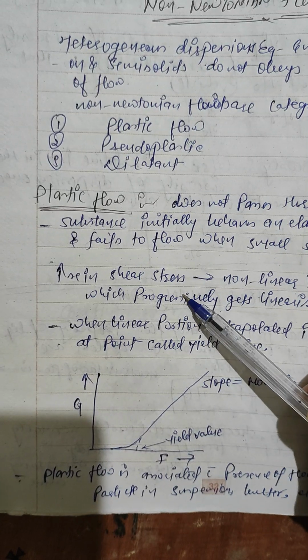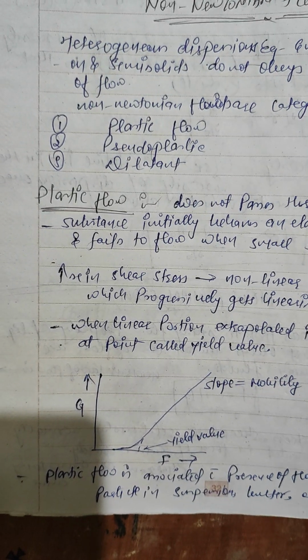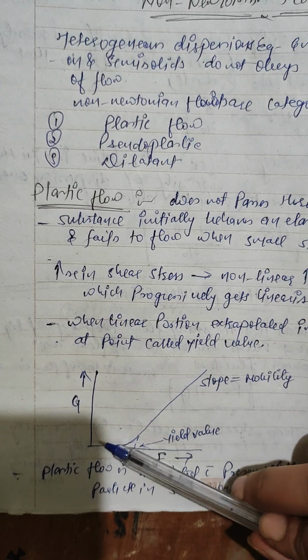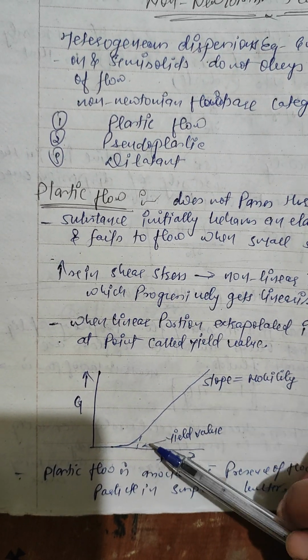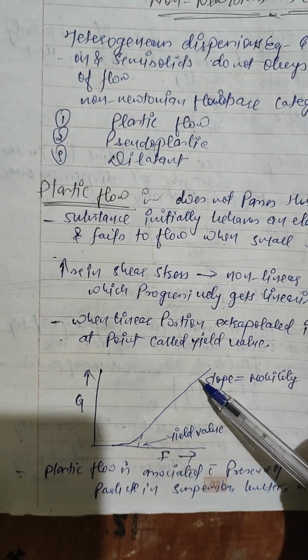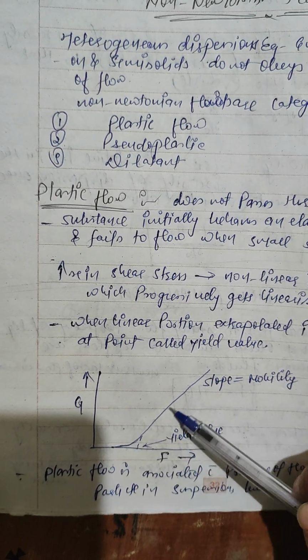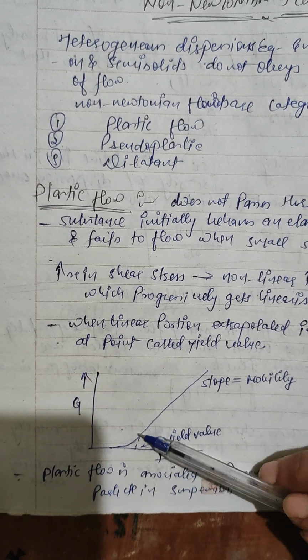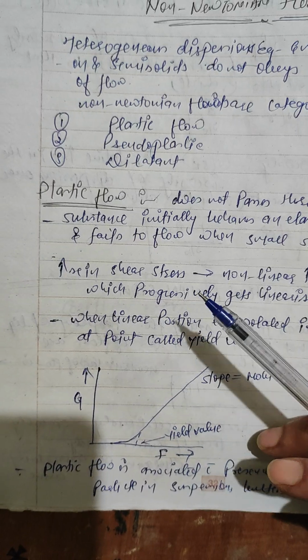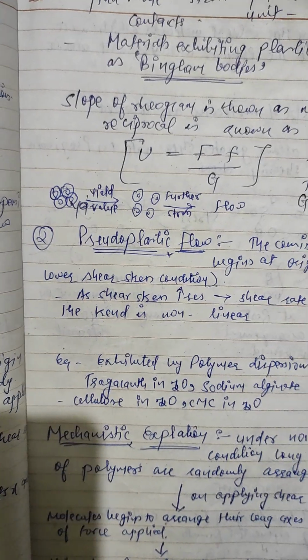Increase in the shear stress gives a non-linear increase in the shear rate. This is not the linear relationship you are observing. This is the non-linear increase in the shear rate, which progressively linearizes. It is getting linearized, but after a yield value, right? So this was all about the plastic flow. Now, what is yield value?